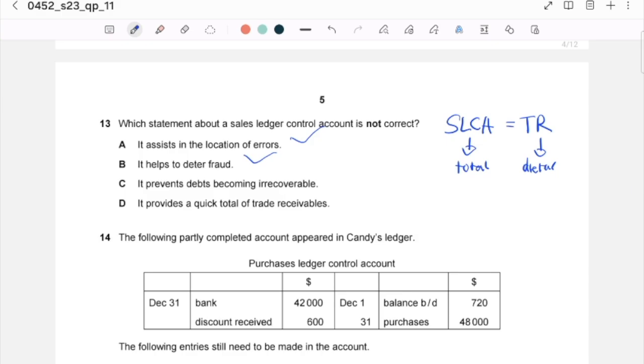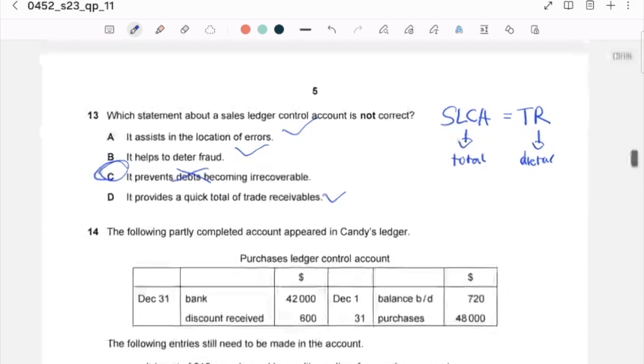Number C, it prevents debts becoming irrecoverable debt. It's not. It provides a quick total of trade receivable, it's correct. So the answer is number C.